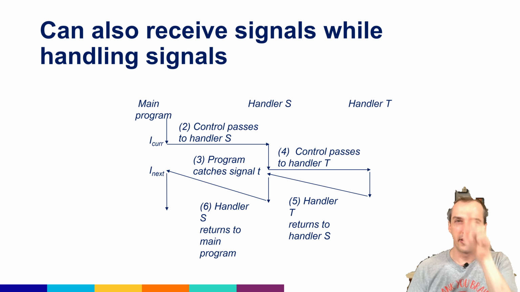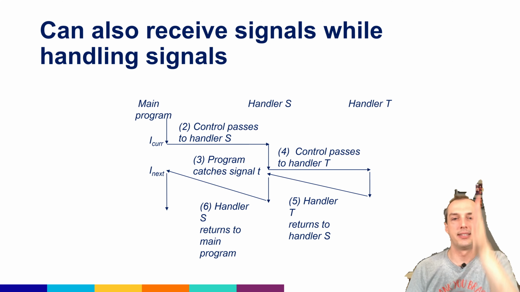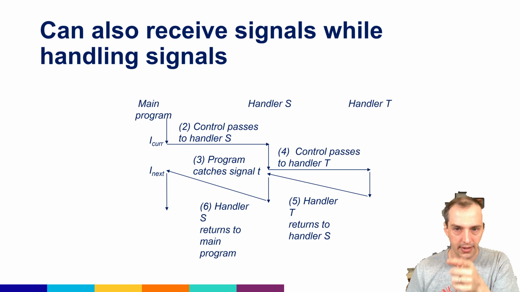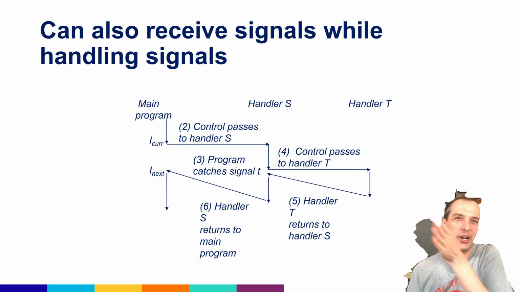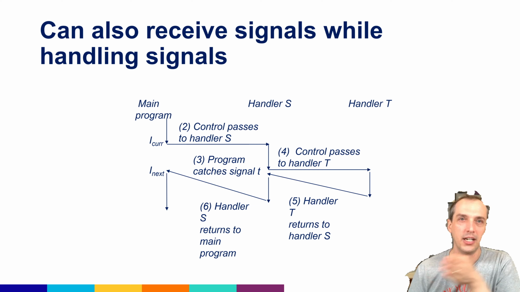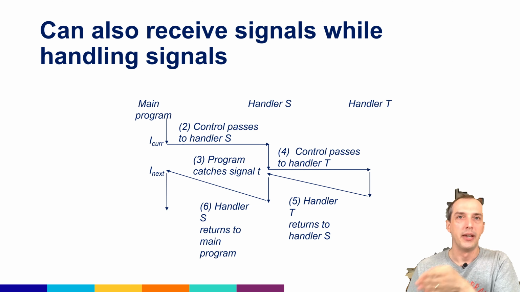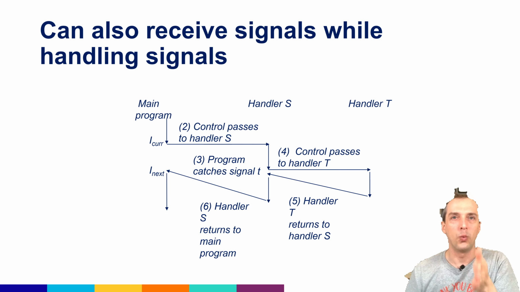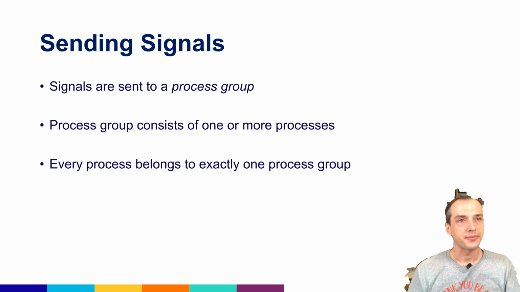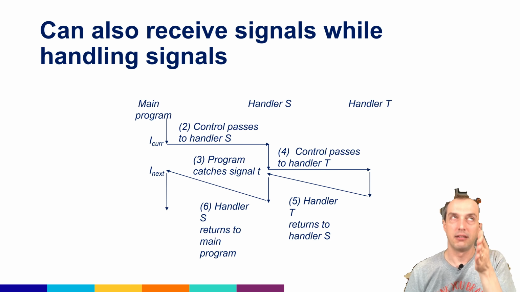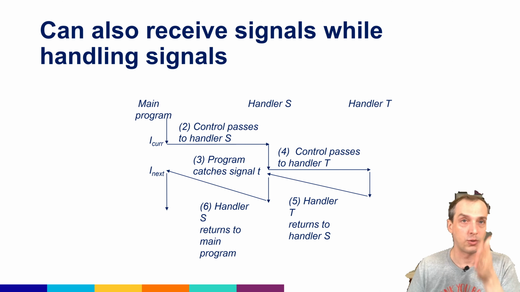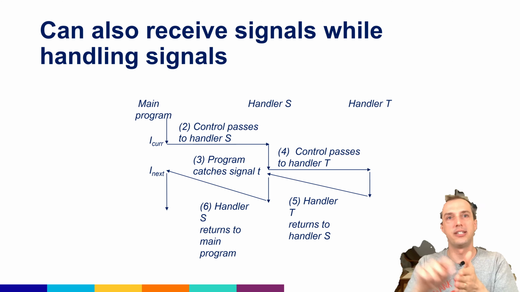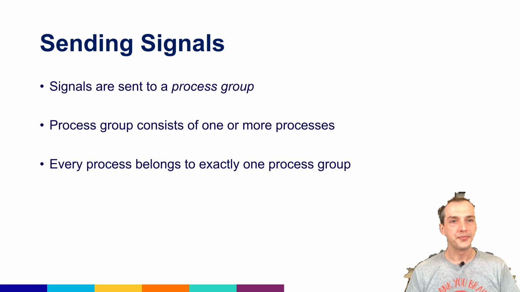But when I am handling a specific signal, like the signal for S, I cannot receive signal S again. I don't want to create an infinite loop of signal handlers of the same exact signal. But if a different signal shows up, I will start handling that. So by default, S gets blocked when you are handling S, but other signals are not blocked while you're handling S. Every other signal could still interrupt your currently running code.